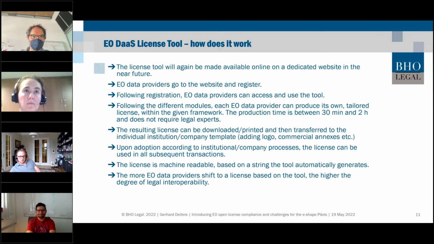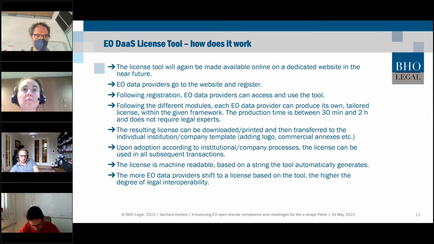And this tool, because I have seen the question now, was always provided for free. At the moment, it is also planned that the tool, when it is made available again, is again for free. So you could use the tool without having to pay fees, and the resulting license could be downloaded, printed, and transferred to the individual institution, company, template, or whatever. The tool itself does not provide a dedicated layout; that would have to be done by the users of this tool.